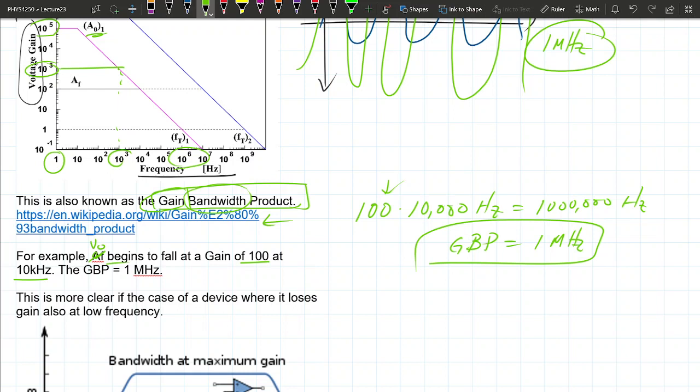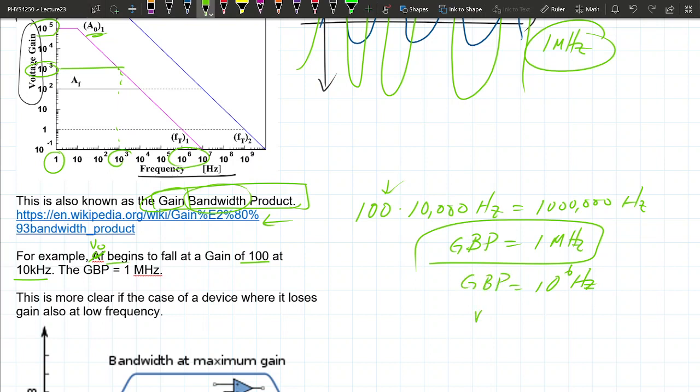So if you want a gain of 10, you don't want to run this amplifier at more than how many hertz? If I want a gain of 10. Scientific notation might be easier in this case. So this is 10 to the 6, that's my gain bandwidth product.